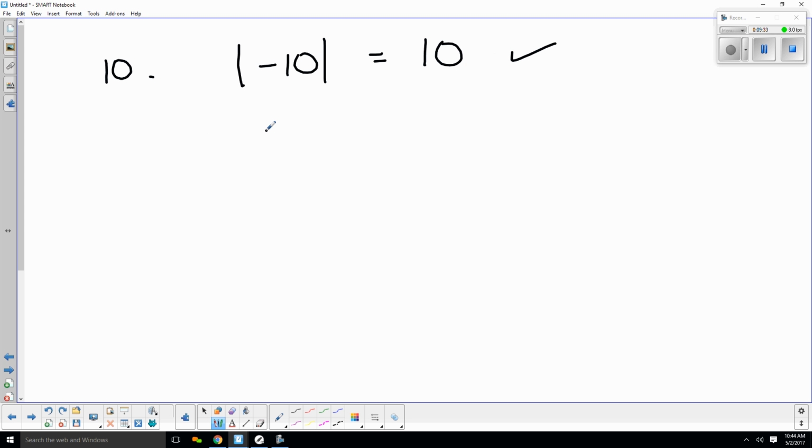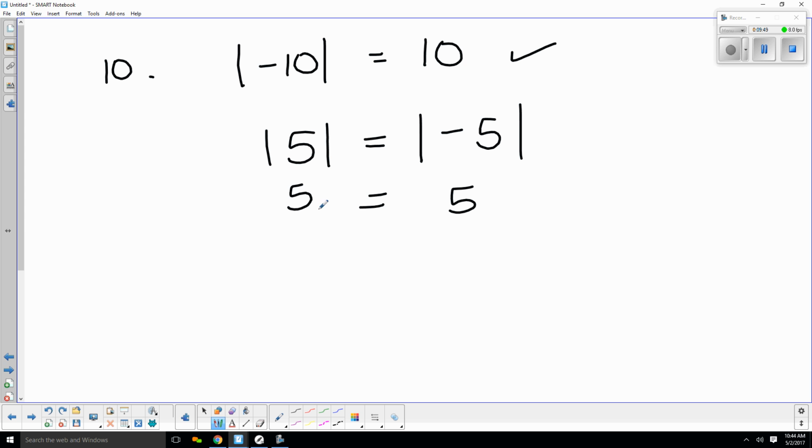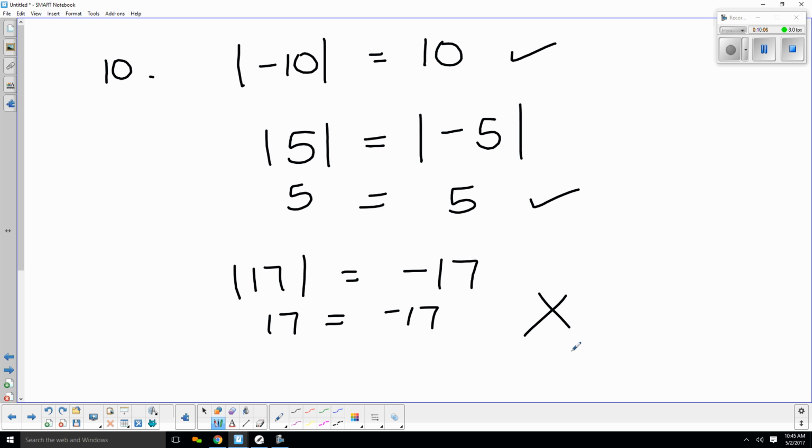B says absolute value of 5 is the same as the absolute value of negative 5. Well, we got to do the math. Absolute value of 5 is 5. What's the absolute value of negative 5? 5. So is 5 equal to 5? So that's a true statement. C says absolute value of 17 is negative 17. Well, the absolute value of 17 is positive 17. So is a positive 17 the same as negative 17? No. Okay, so right now, C is the only one that's not true.